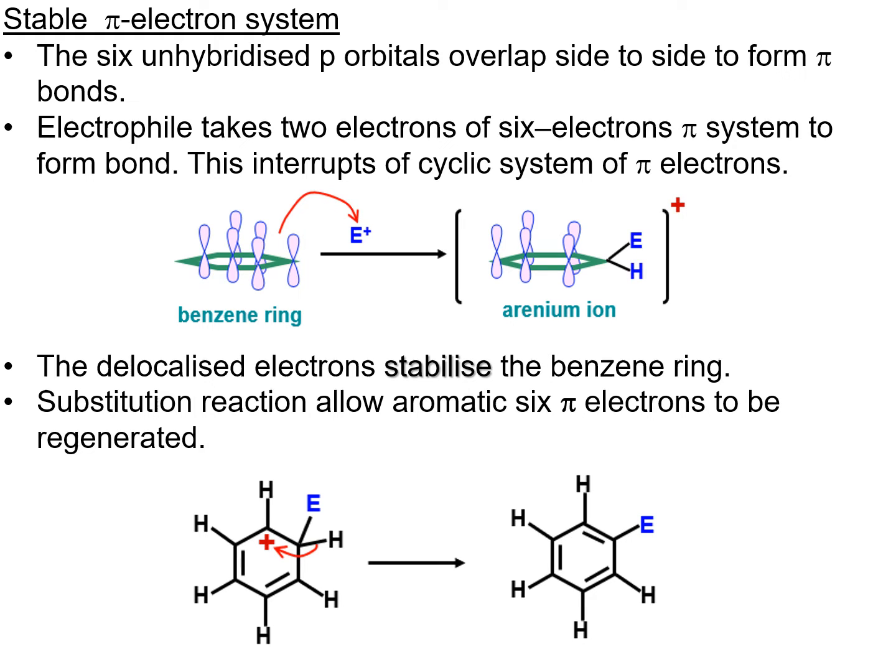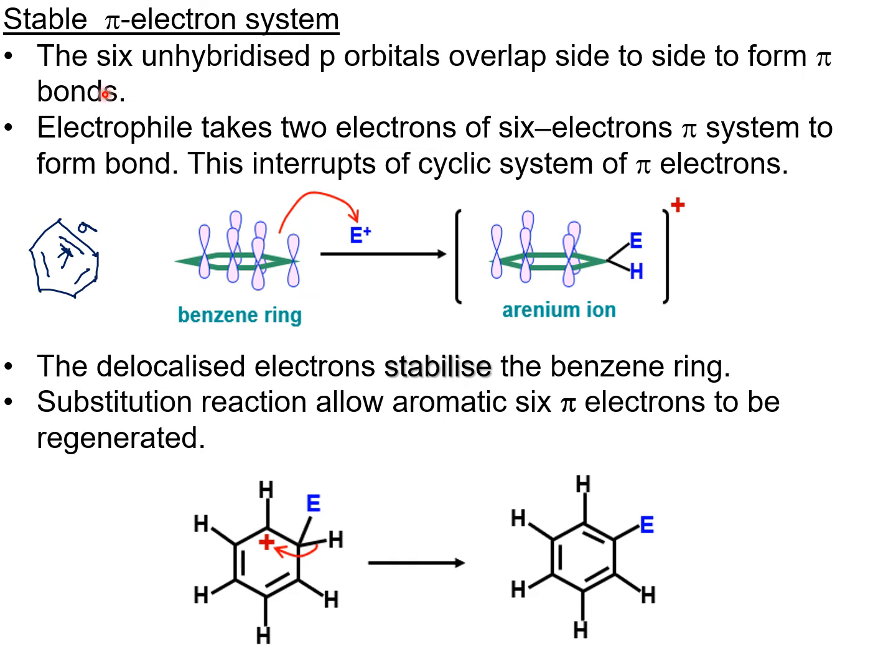Okay, next you need to learn about how stable the pi electron system is, because later when we learn about the reaction mechanism of benzene, you need to know that at the end of the day you need to have a stable pi electron system of your benzene ring. Okay, so basically we know the structure of the benzene ring has carbon-carbon double bonds and carbon-carbon single bonds alternating, where in the double bond we have a sigma bond and also a pi bond.